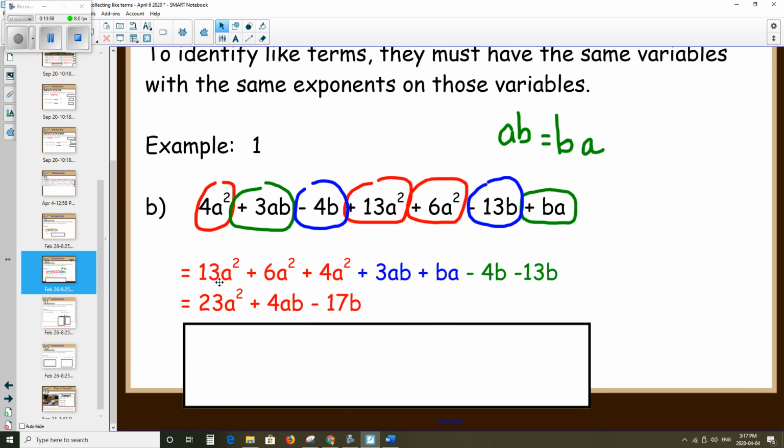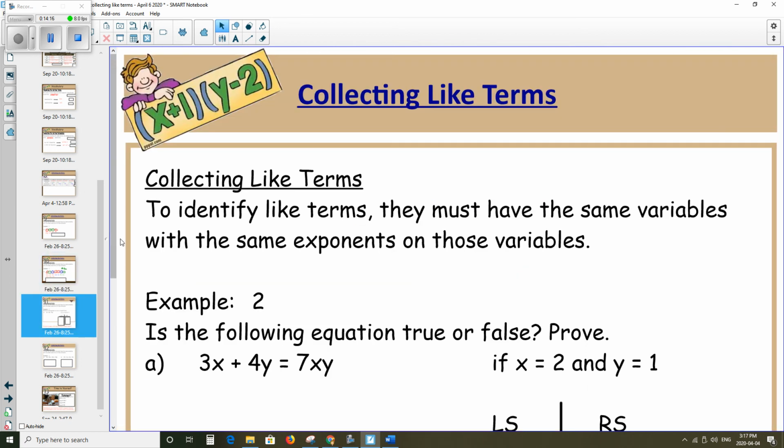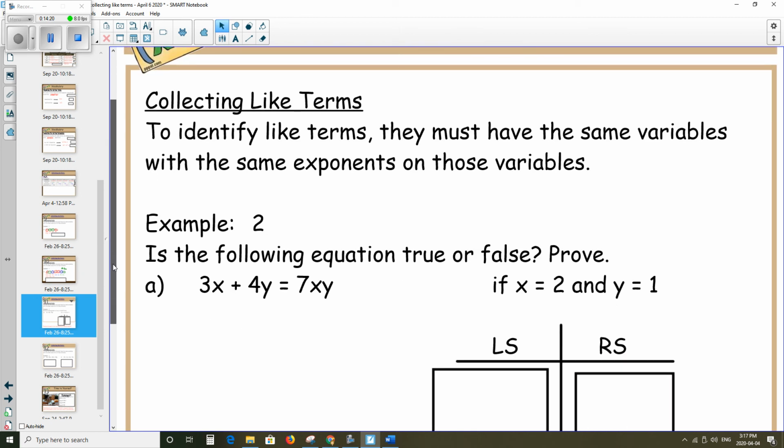Okay, and then in my last line, I combine those. 13 plus 6 plus 4 is 23. 3 plus 1 is 4, and negative 4 subtract 13 is negative 17b. Notice I'm not changing the endings, right? The letter parts, I'm just adding the numbers in the front. Collecting like terms.